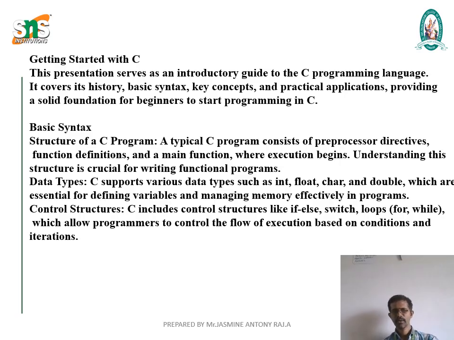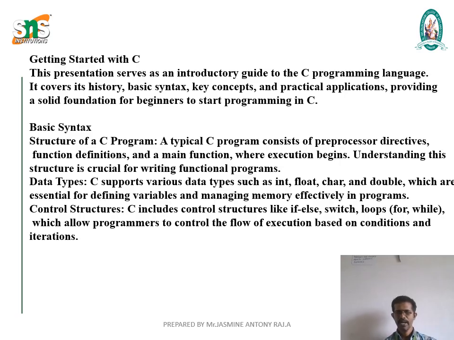So next, we are going to see about control structures. What is meant by control? If a problem occurs, how we can solve the problem is called control structures in general. So here C includes control structures like if else, switch, and loops, for and while, which allow programmers to control the flow of execution based on conditions and iterations.